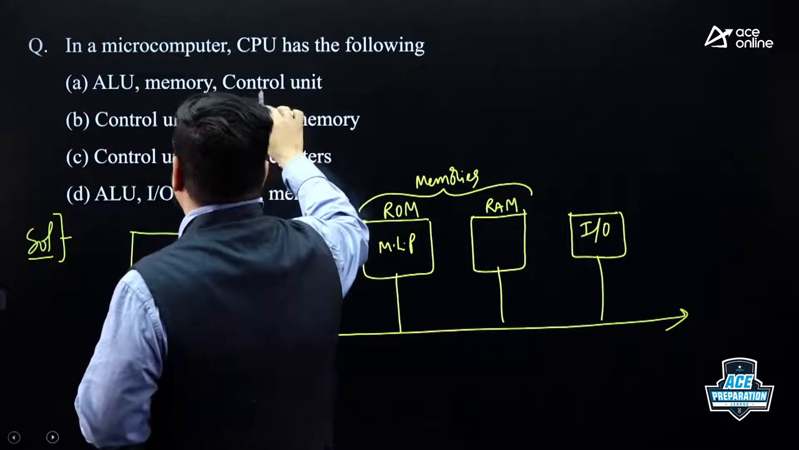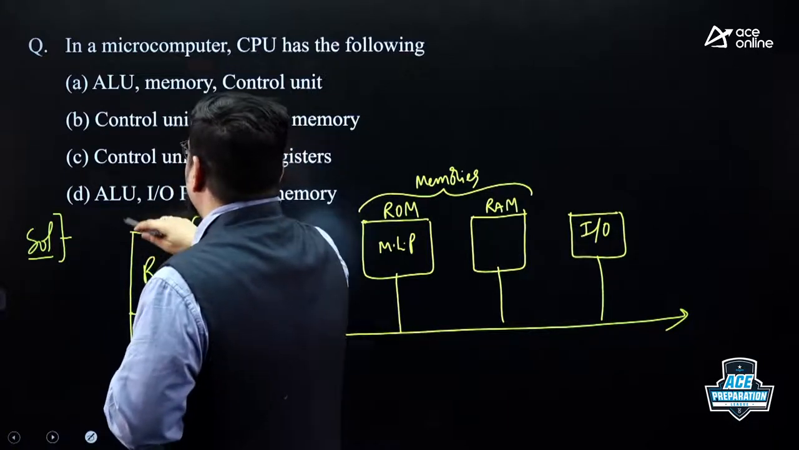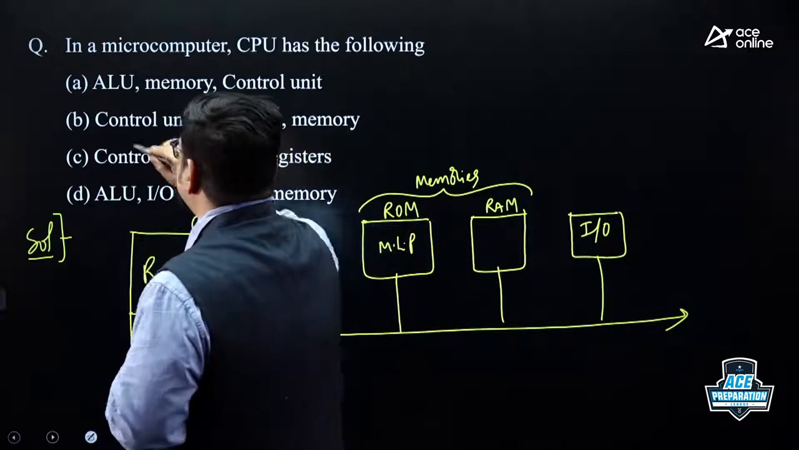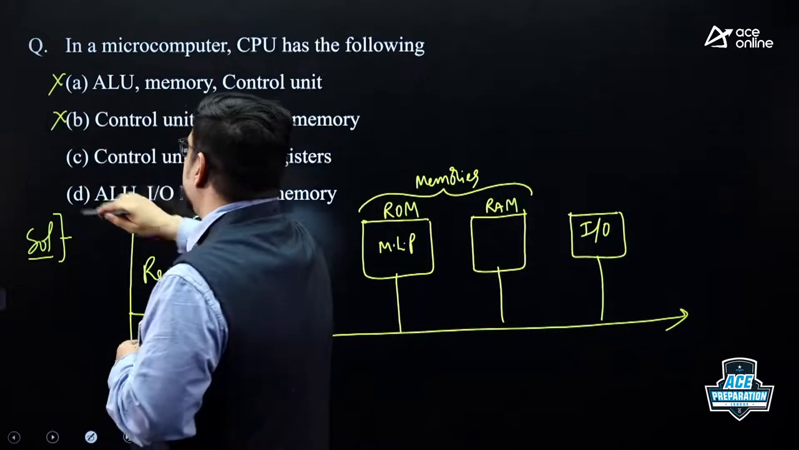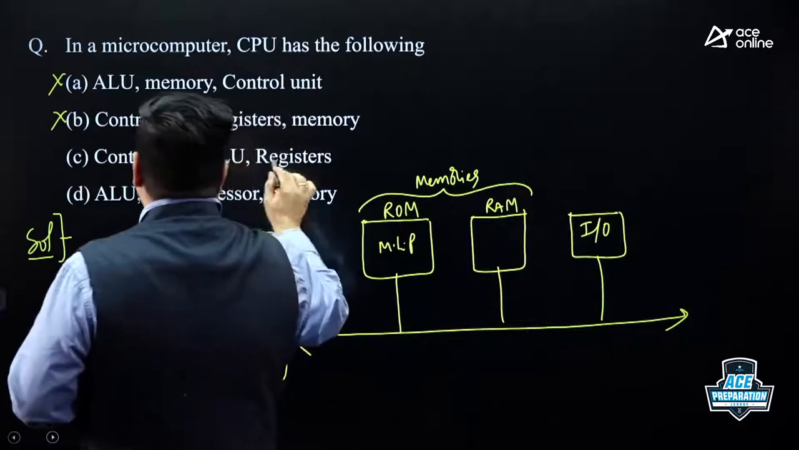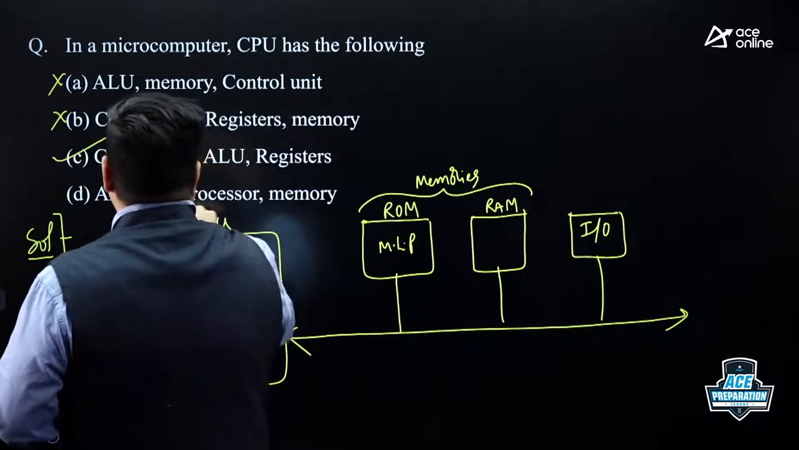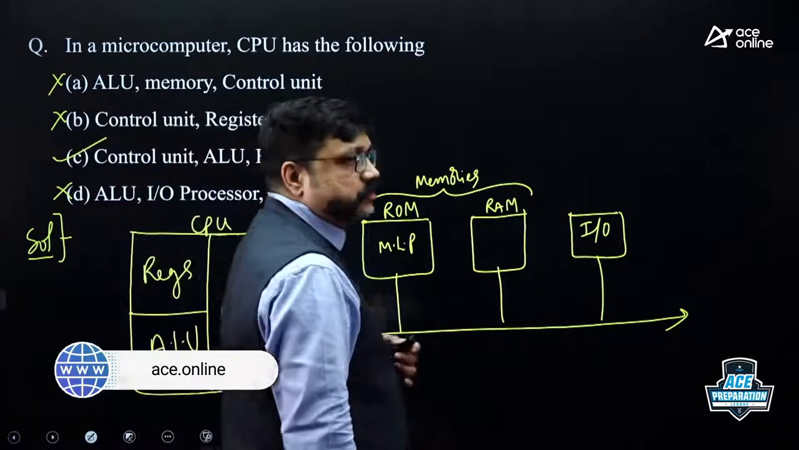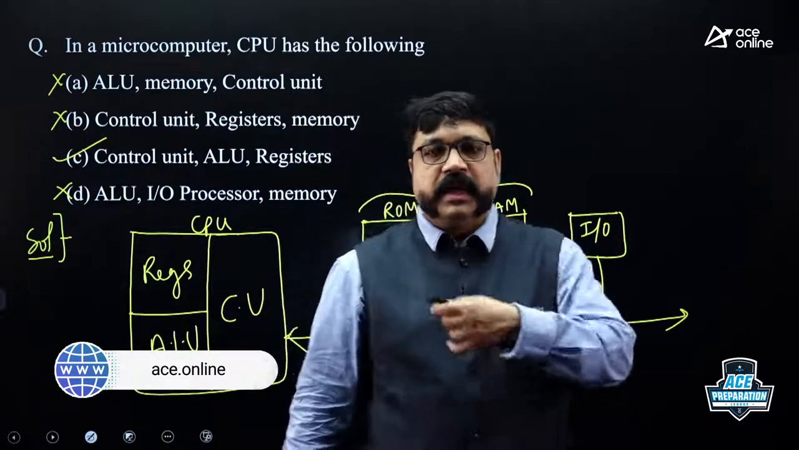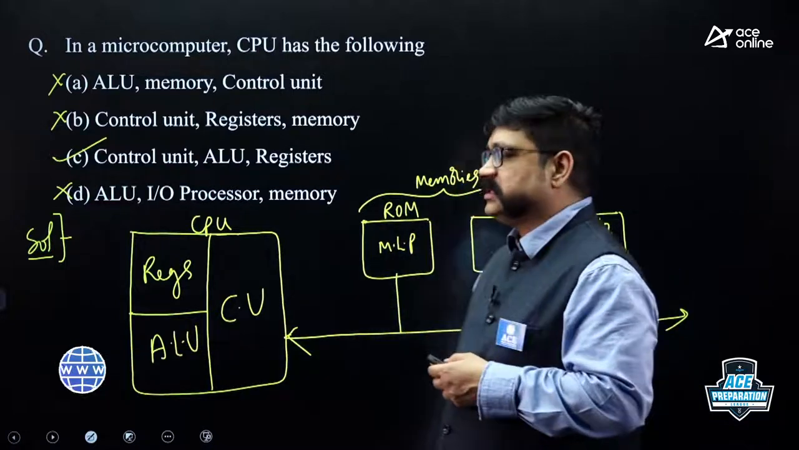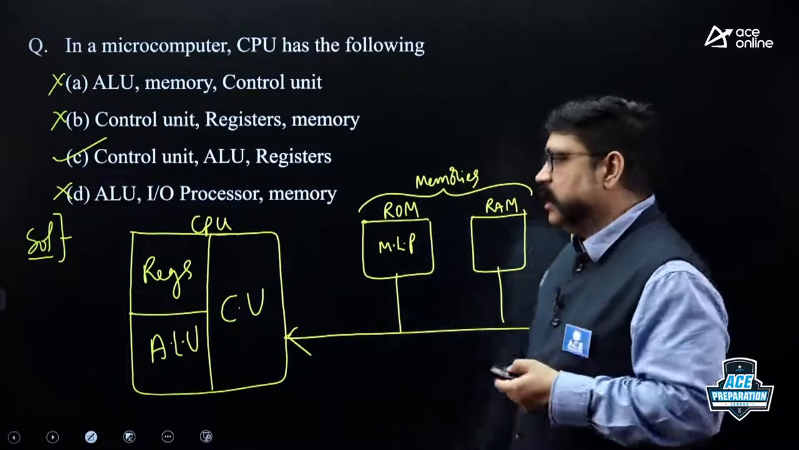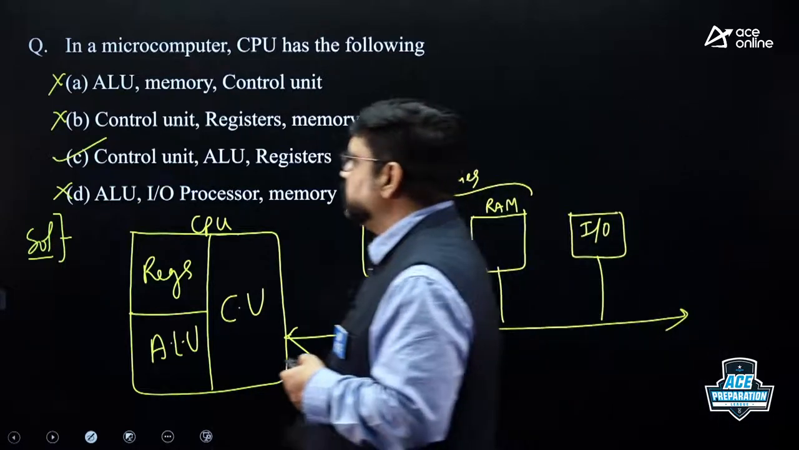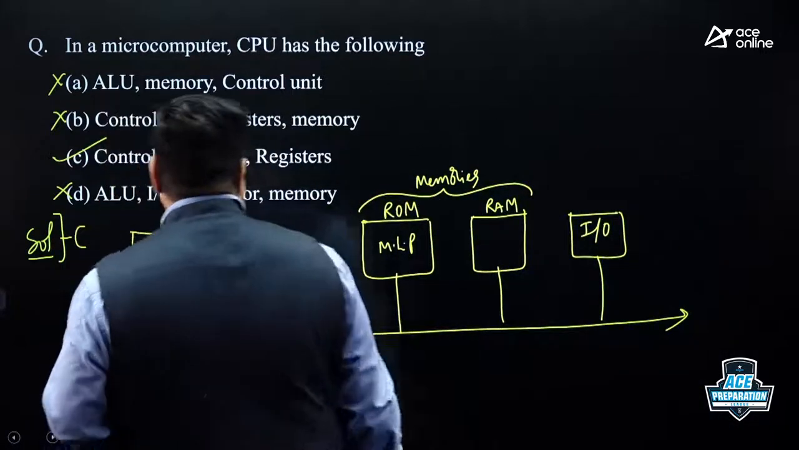ALU is there, control unit is there. That is fine, memory is not there. And ALU is there, memory, here you see control unit, registers, memory. That is also wrong. Memory is not inside a microprocessor. Control unit, ALU, register, that is the answer. ALU, I/O processor, memory, memory is not there. I/O processor also is going to be outside. In higher end applications you will find an I/O processor. That is going to be a coprocessor that will be outside the microprocessor. So what is the solution? Solution is C. Option is C.